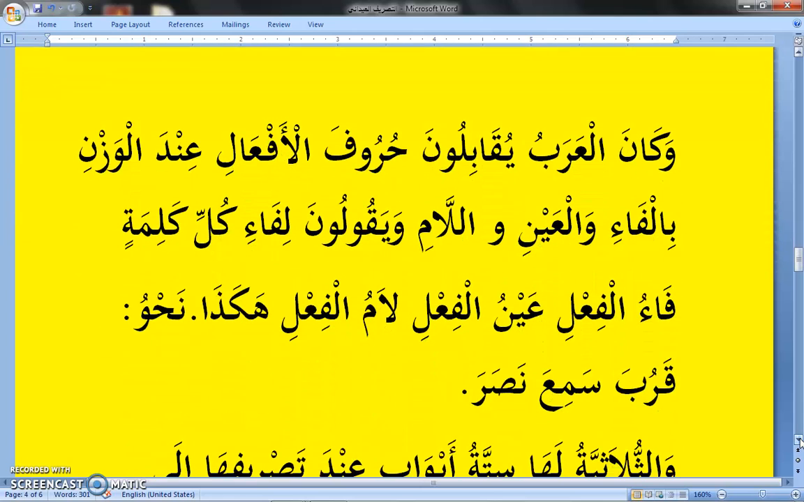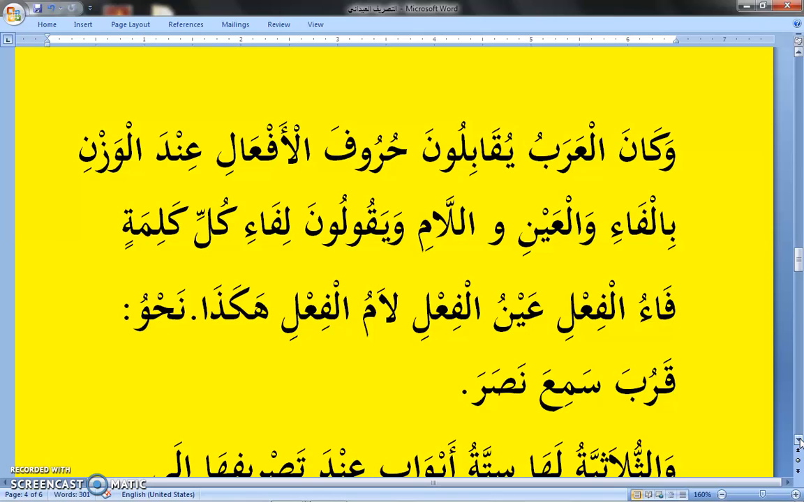وكان العرب, so the Arabs, يقابلون represent what? حروف الأفعال, the letters of verb or action word, عند الوزن, at the wazn, at the pattern or scale, بالفاء with fa, والعين and ain, واللام and lam, meaning that Arabic words can be patterned or scaled using the three letters fa'un, ainun, and lamun.